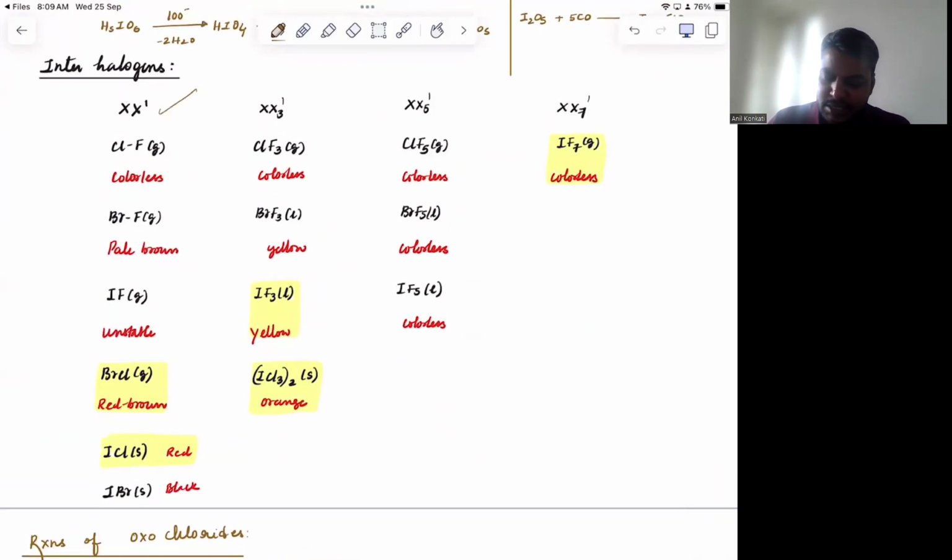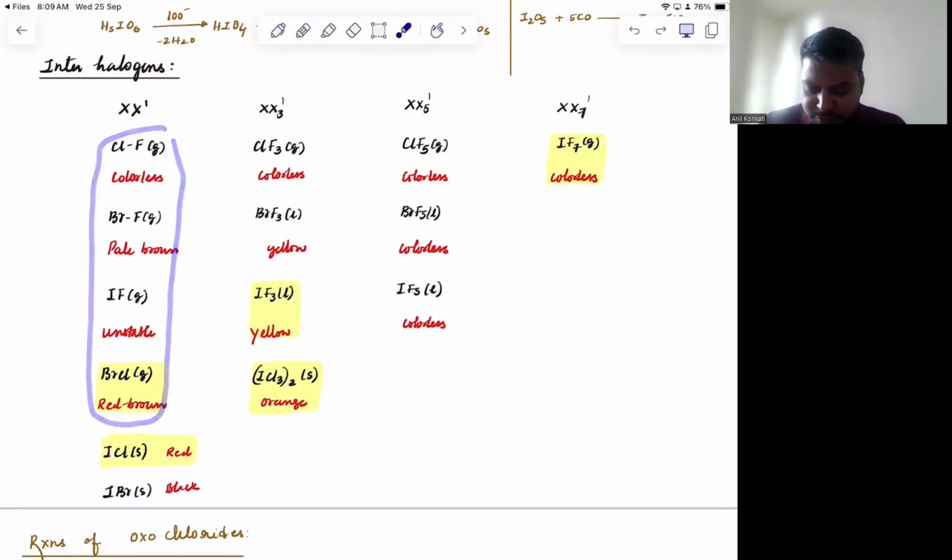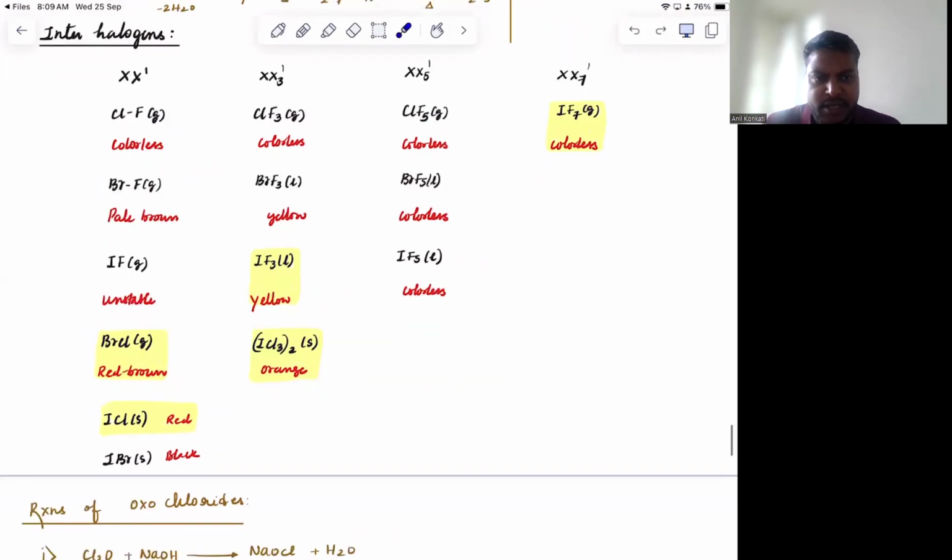XX dash, XX3 dash, XX5 dash, and XX7 dash. These are the interhalogens: chlorine, bromine, iodine. These are the forms which you will see for fluorine. Okay, so if you notice, all the monoforms are the ones we have here.